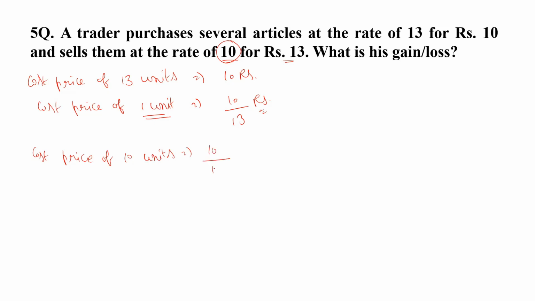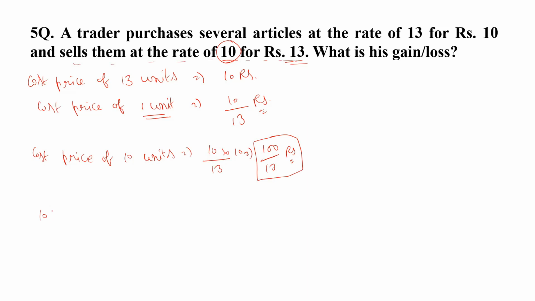Cost price of 10 units should be equal to cost price of 1 unit multiplied by 10, that should be 100 divided by 13. So this is his total cost price for selling. Okay. So we know that selling price is given to us. This is 13 because it is given he sells them at the rate of 10 for 13 rupees.